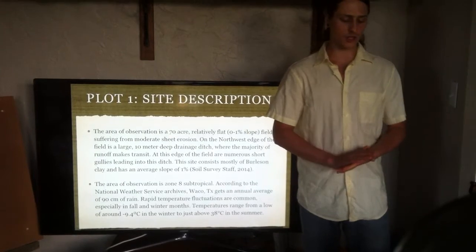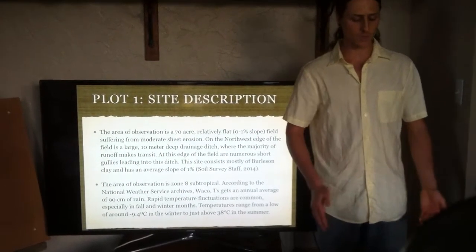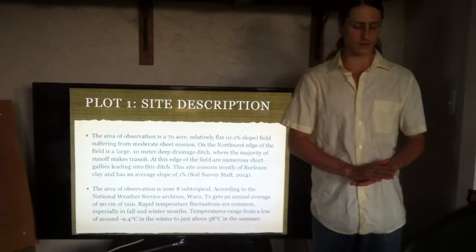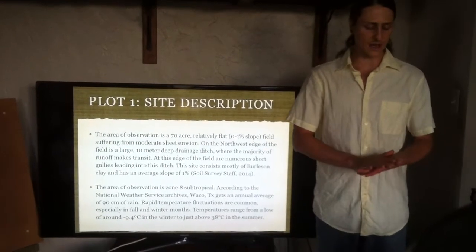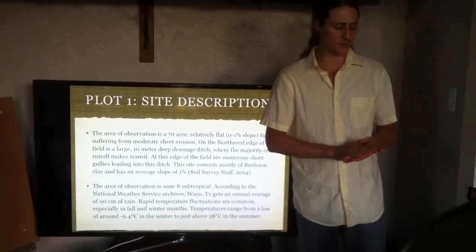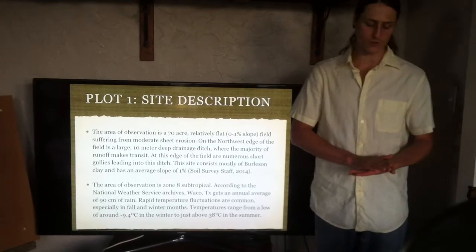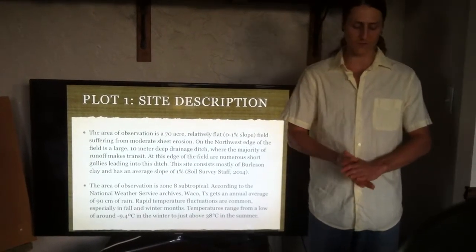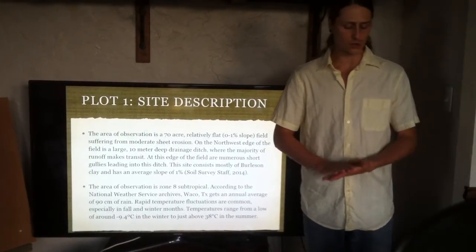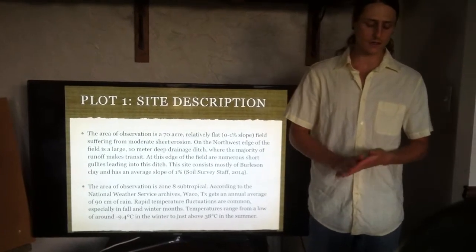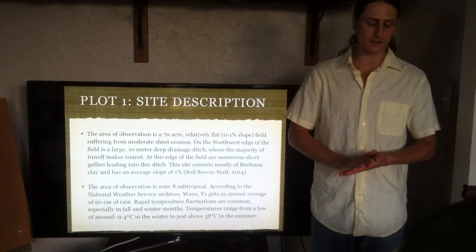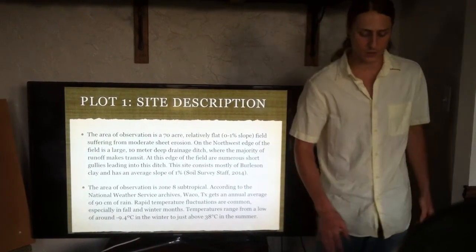The area of observation is Zone 8 subtropical. According to the National Weather Service archives, Waco, Texas gets an annual average of 90 centimeters of rain. Rapid temperature fluctuations are common, especially in fall and winter months. Temperatures range from a low of around negative 9 degrees Celsius in the winter to just above 38 degrees Celsius in the summer.